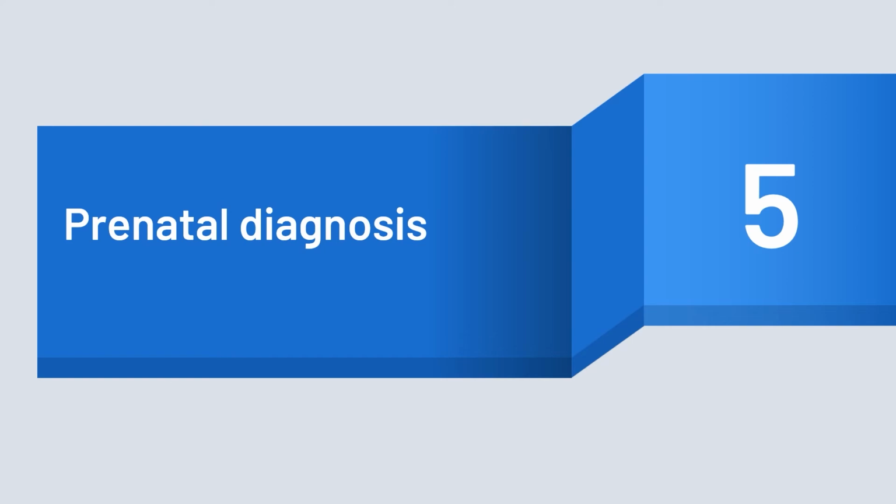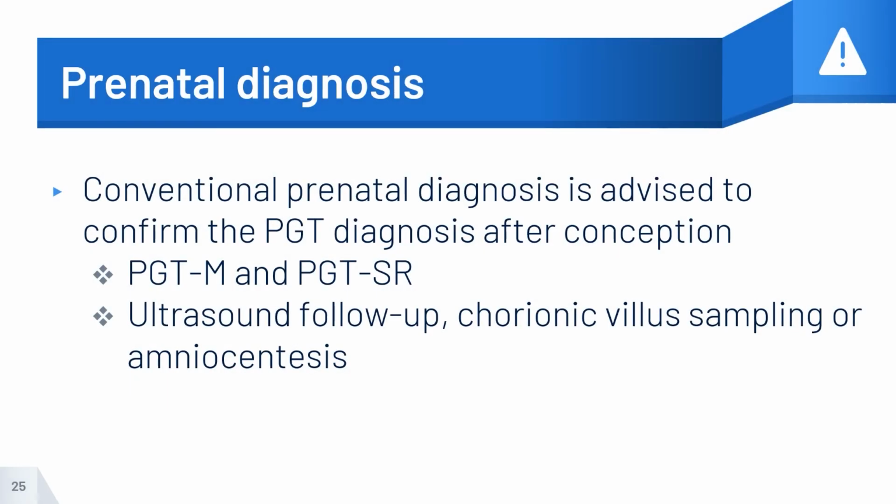When the patient gets pregnant, then we need to talk a little bit about the prenatal diagnosis. For patients who underwent PGT-M for monogenic diseases or PGT-SR for structural rearrangements, conventional prenatal diagnosis is advised to confirm the results after the conception. Ultrasound follow-up will be arranged by the prenatal diagnostic center, which includes chorionic villi sampling or amniocentesis.